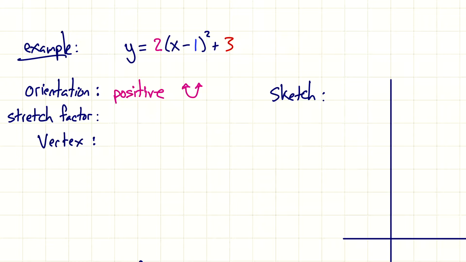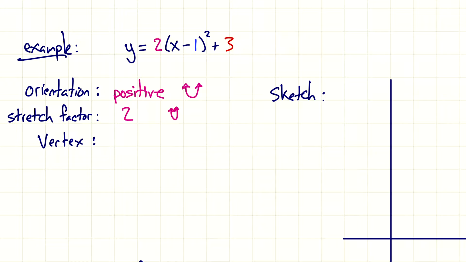All right, if you said 2, you would be correct. And the reality is we're looking at the absolute value of 2, which still is 2. So our stretch factor is 2, which also means this is going to be a skinny parabola. If I could draw a skinny parabola, you don't need to draw those. I'm just drawing it as a reminder for us.